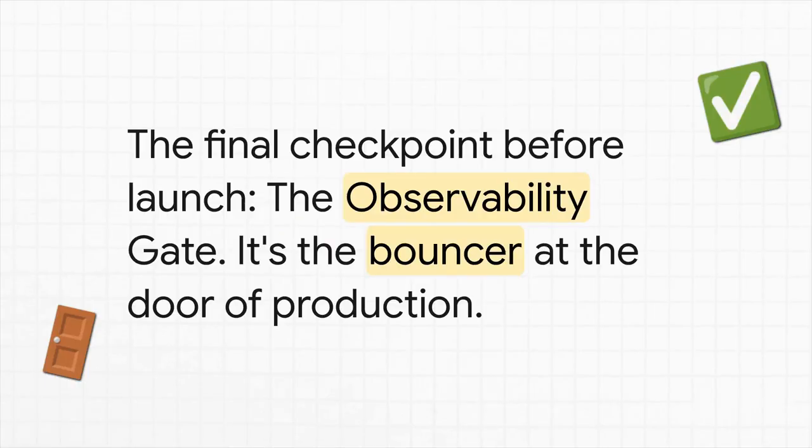And that's exactly where this idea comes into play, the observability gate. Think of it as the last, non-negotiable quality checkpoint. It's like the bouncer at the club door of production, and if your service doesn't have the right credentials, trust me, it is not getting in.